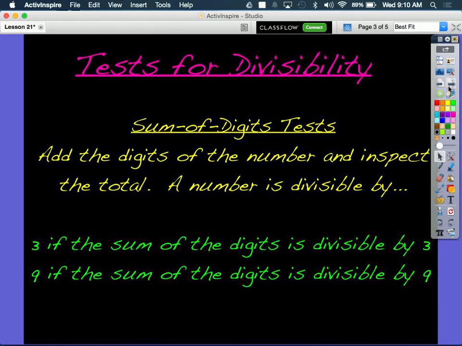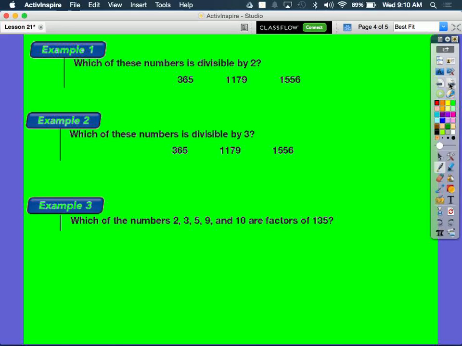So what that means, if I have a number 123, I add those digits up, so 1 plus 2 is 3, plus 3 is 6. Okay? 6 is divisible by 3, so therefore 123 is divisible by 3. 6 is not divisible by 9, so 123 is not divisible by 9. Okay? So we're going to look at some examples here.